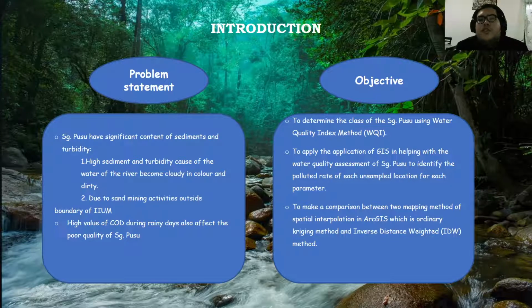Next, I will proceed with the objectives of this research. The first objective is to determine the class of Sungai Pusu using the water quality index method. Then, to apply GIS in helping with the water quality assessment of Sungai Pusu in order to identify the pollution rates of each unsampled location for each parameter. And lastly, to compare two spatial interpolation mapping methods in ArcGIS software, which are the ordinary Kriging method and the inverse distance weighting method.